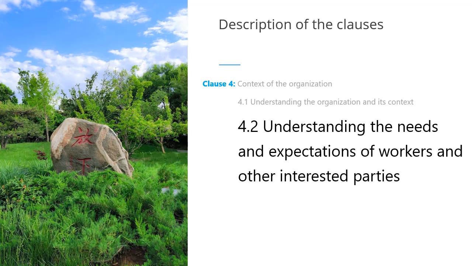In summary, clause 4.2 requires that the interested parties are identified. The requirements of these interested parties are also identified. Their requirements related to OHS are identified. Categorize them into legal requirements and other requirements. While legal requirements are mandatory, the organizations must identify the other requirements they wish to adopt.